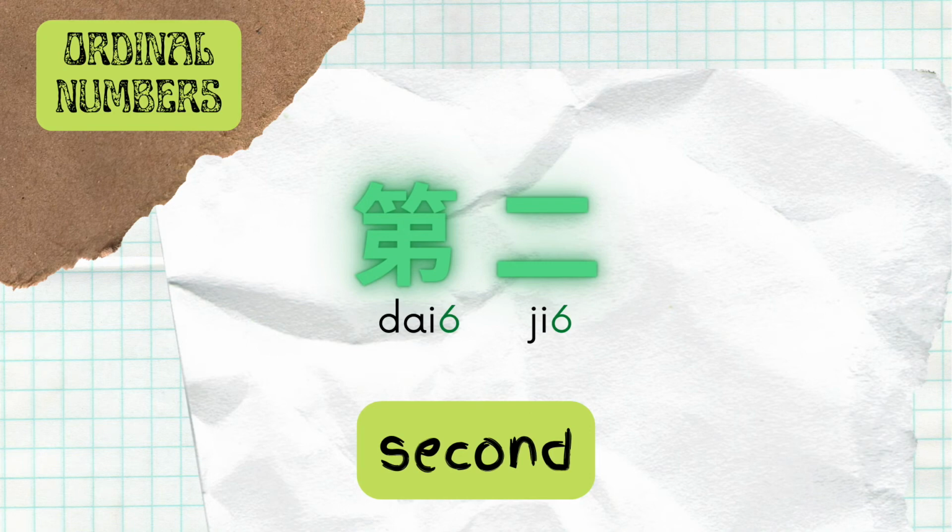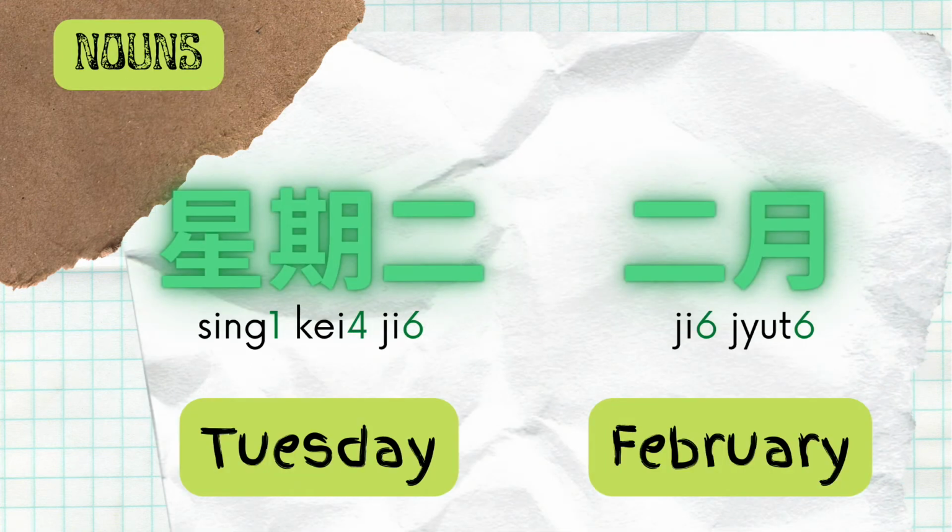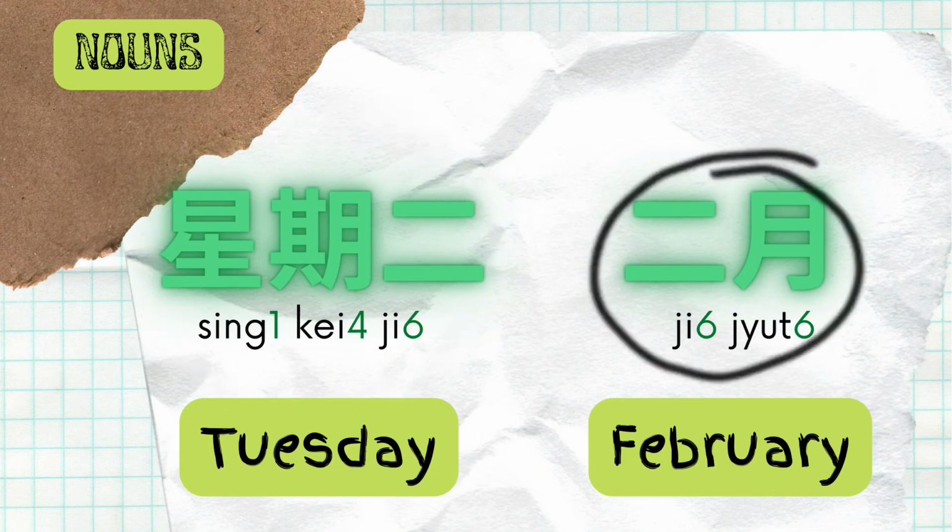Besides, we use yi when referring to ordinal numbers. In my video on learning Canada in Cantonese, I mentioned that we don't have different words for ordinal numbers like first, second, or third. Instead, we just add the character dai in front of the number to represent ordinal numbers. For example, dai yi means second. Yi is used in some nouns too, like 星期二 Tuesday and 2月 February.